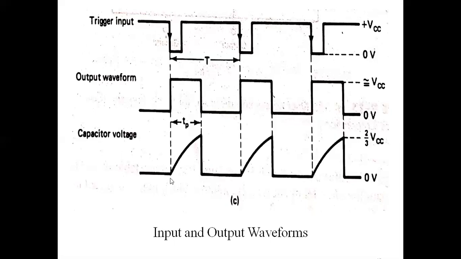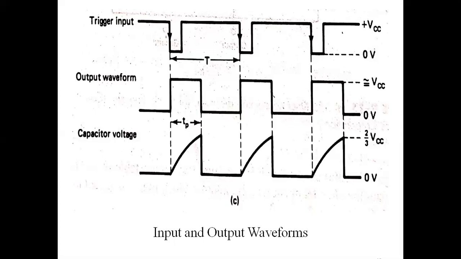And this is the capacitor voltage, along with our triggering pulse and output waveform. So during the high, the capacitor is charging, whereas this time it is the discharging time of the capacitor. So charging and discharging occur according to the pulse width, or Tp, the time of the output waveform. In this way the monostable operation can be done. And this is regarding the monostable multivibrator.